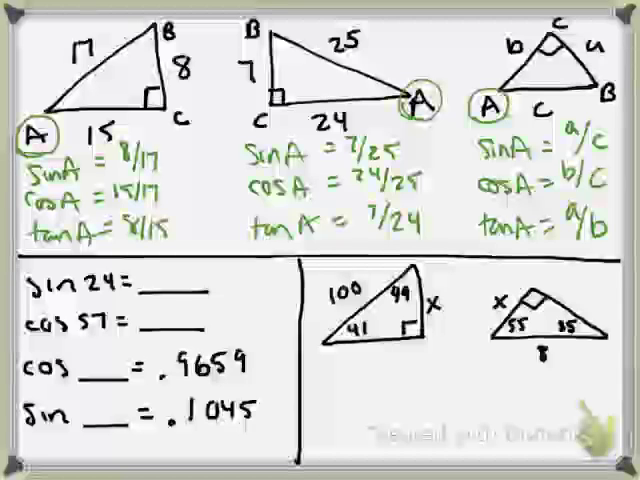At the bottom, the 4 questions with the blanks are just practice plugging in the calculator, making sure we're hitting the correct buttons. So sine 24 gives what approximately? About 0.4. Cosine of 57? About 0.5. Then what do I need to do for these last two?